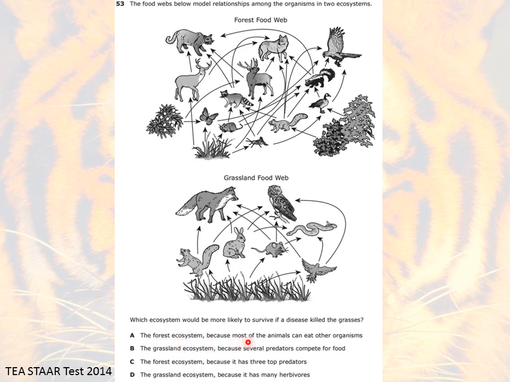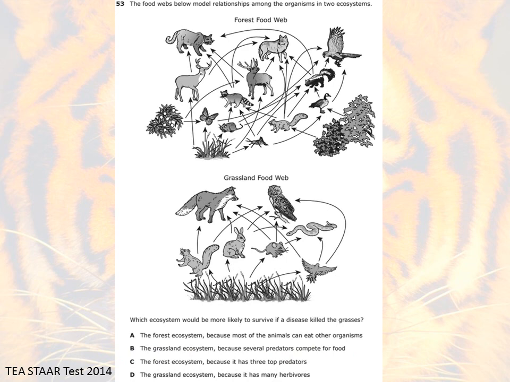And then it says, because most of the animals can eat other organisms. And they're talking about other stuff other than the grass. And once again, most of them can. So A sounds like the right answer. But we should always check it out and make sure we're right. Letter B says the grassland ecosystem. We thought that was wrong right off the bat. That's not sounding good. And then its reasoning is because several predators compete for food. Yeah, that's true. Several predators do compete for food. But that doesn't give us a reason why the ecosystem would be sustainable or not. So letter B is definitely wrong.